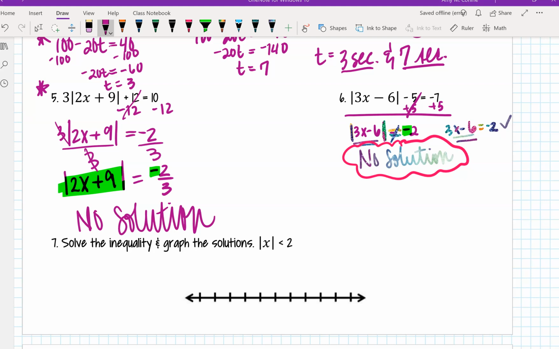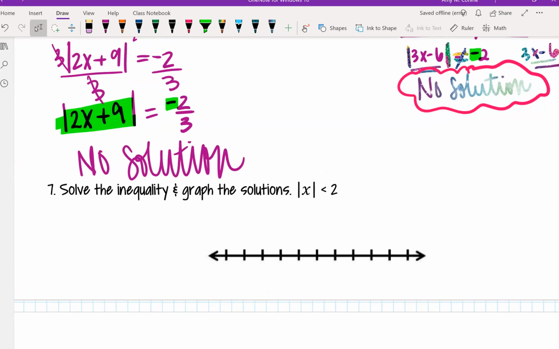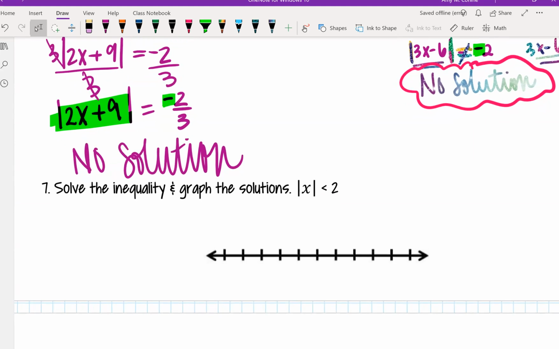So hopefully you noticed it. It does happen. So double check your work and make sure you didn't make a mistake, but it does happen. So don't let it trip you up. So now let's talk about inequalities.